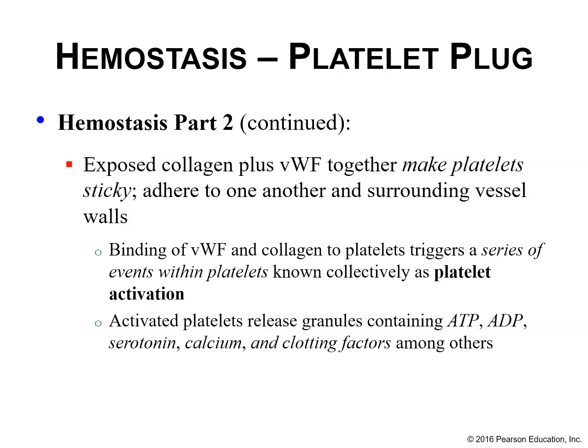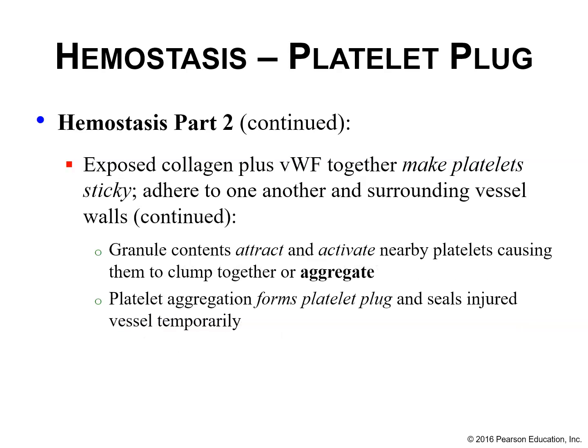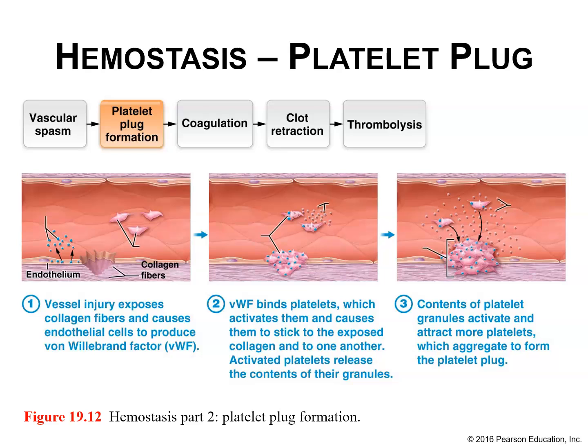So the binding of von Willebrand factor and collagen to the platelets will then trigger a series of events within the platelets, and that's referred to as platelet activation. Once activated, those platelets release granules containing ATP and ADP, remember, these are energy nucleotides, as well as serotonin, calcium, and clotting factors. Calcium is absolutely necessary for blood clotting. The granules then attract and activate more platelets to the area. That's basically positive feedback control.